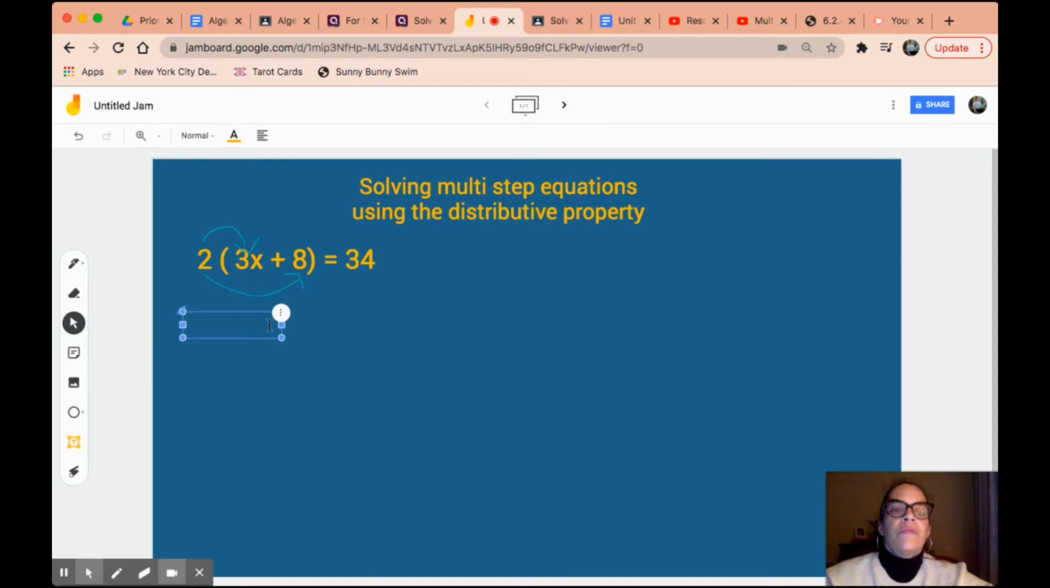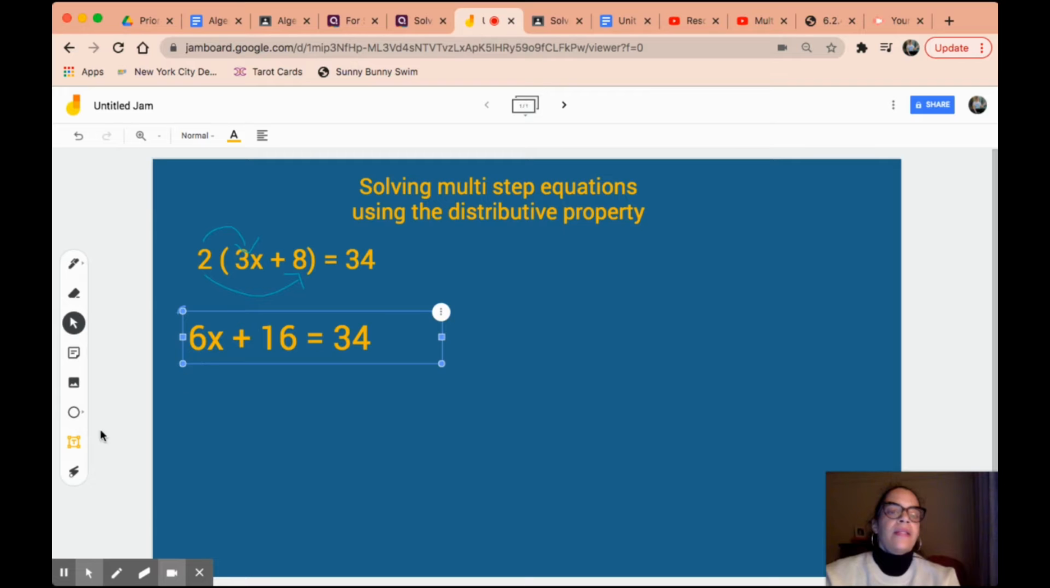So let's do that. We have 2 times 3 is 6, plus x. Then 2 times 8 is 16, so that comes right down. And then bring down the equal sign and bring down the 34.